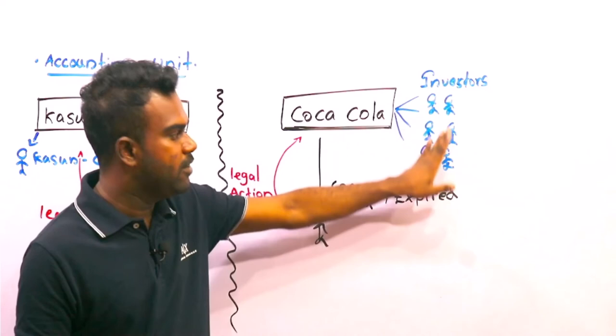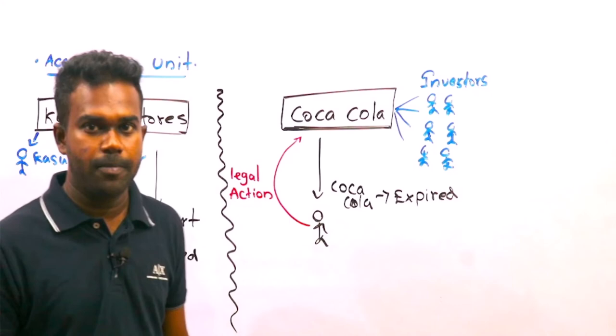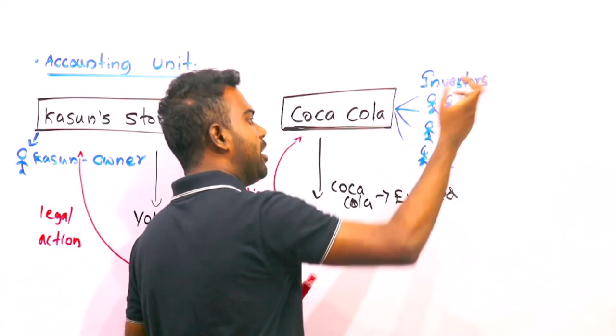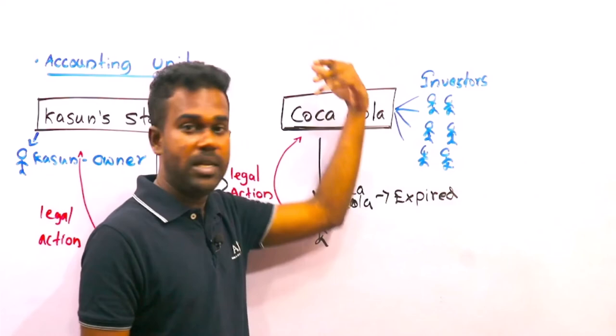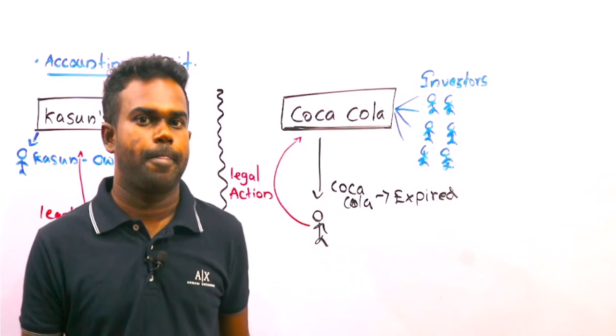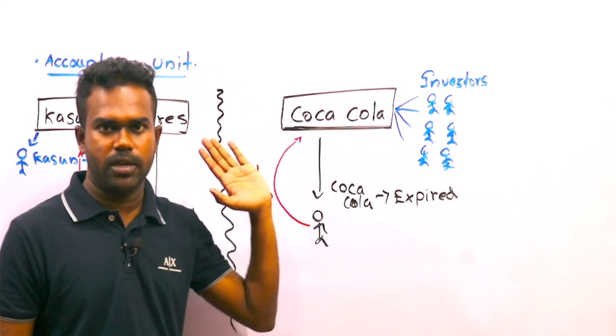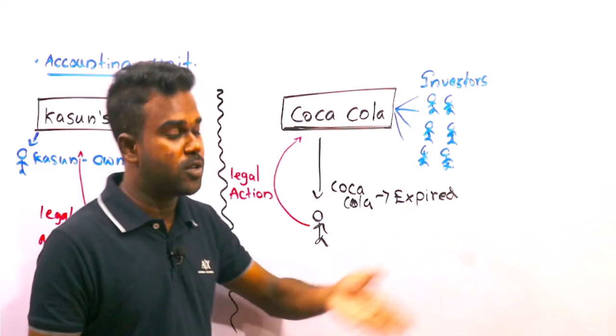Can this customer take legal action against the Coca-Cola brand name, or against the individual names of investors? There are so many investors, 1,000 or 3,000. What do you think, can we take legal action against the Coca-Cola brand name or individual investors? We can't go individual by individual, there are so many investors.